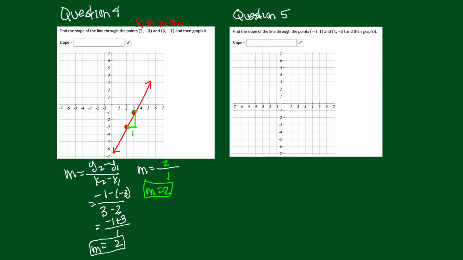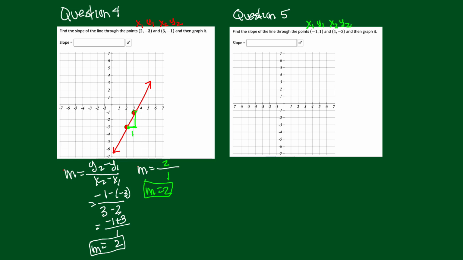Question 5, let's find the slope of the line passing through these 2 points up here. So I'm going to label again. I think this is easier to see if I do this. That's the first x I see, that's the first y I see, that's the second x that I see, and that's the second y I see.